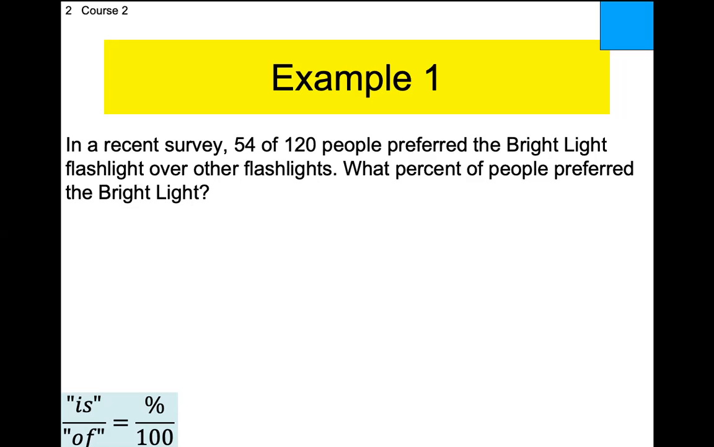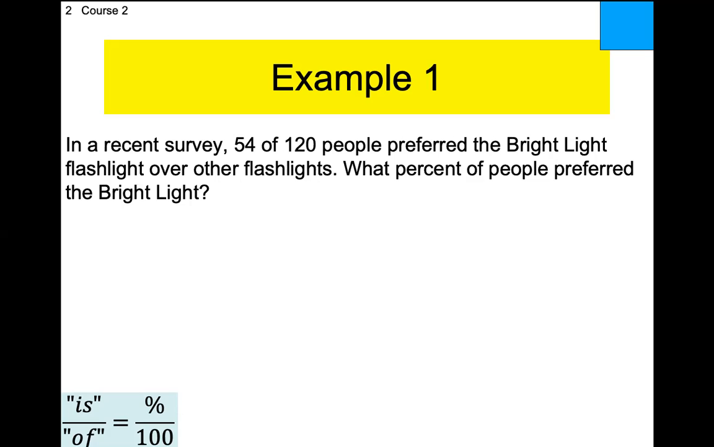What percent? Okay. So this is box number 2. It says in a recent survey, 54 of 120 people preferred the bright light flashlight over other flashlights. What percent of people preferred the bright light? Okay. There's my formula right there. Do we have any percents up here? So that's my X. I got 2 numbers there. Do I have an is or an of? I got an of. Which number gets the of? Probably the 54. Okay. So you got to read it. 54 of 120. So 120 is your of.